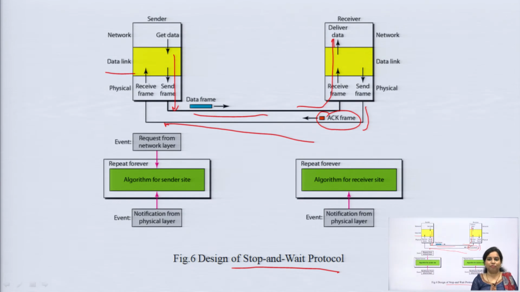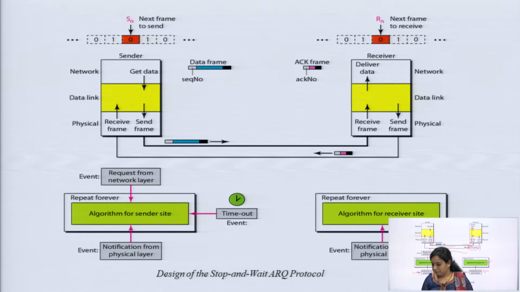So, this means you have to first transmit the data, then stop and wait for the acknowledgement frame to be received at the sender side. It works on the principle of the algorithm that has been set up at the sender side and at the receiver side. This is the event that has occurred, a notification from the physical layer, and this event has occurred at the receiver side. So, this is the design of the stop and wait protocol.